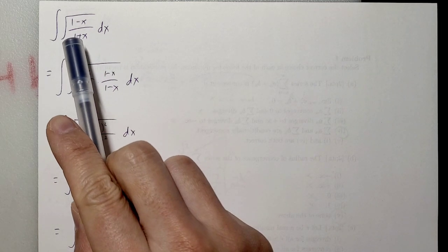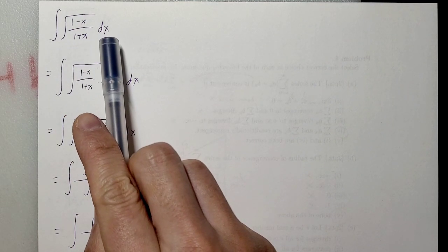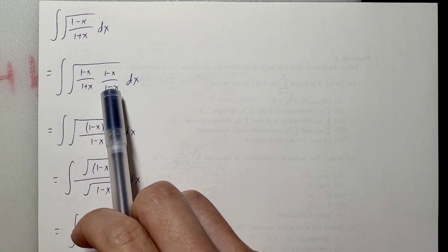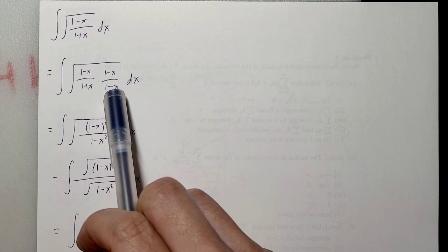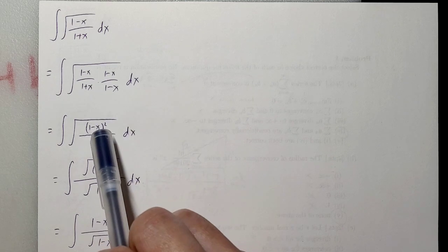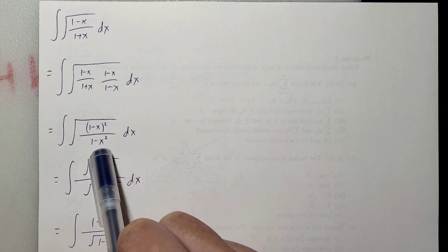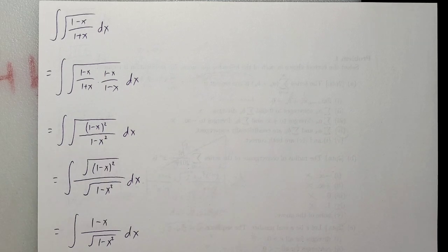Okay, so again, we have this integral square root of 1 minus x over 1 plus x dx. You could multiply by 1 minus x on the top and bottom of the fraction. That's just multiplying by 1, right? So that's totally allowed. When that happens, on the top is just 1 minus x squared, and on the bottom is a difference of squares, so 1 minus x squared, like that. This is 1 minus x quantity squared, and this is 1 minus x squared, okay?